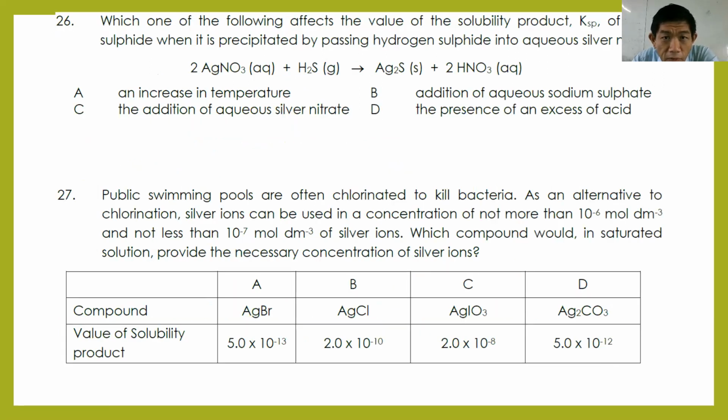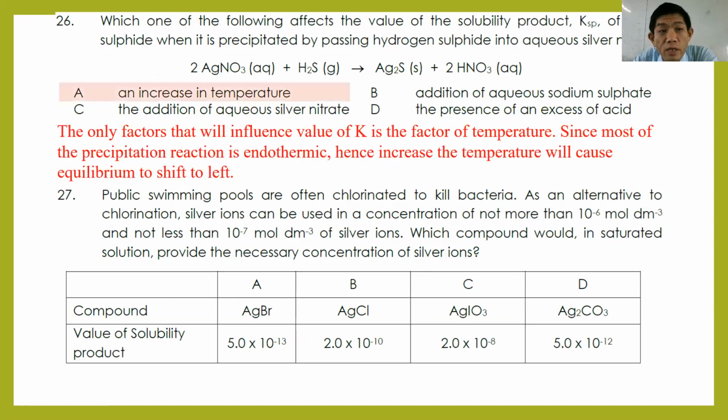Then 26, which one of the following affects the value of the solubility product of silver sulfate? So the only factor that will influence an equilibrium constant change is temperature. So therefore this answer is A.